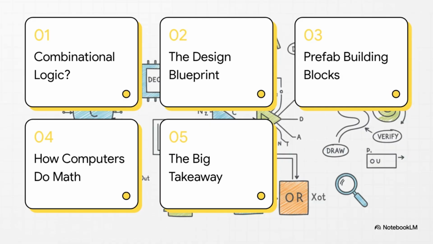So here's our game plan. We'll kick things off with what combinational logic even is. Then we'll walk through the 5-step blueprint for how it's actually designed. We'll check out the essential building blocks that make it all possible, see how they team up to do math, and then we'll wrap it up with the one big idea you should walk away with.